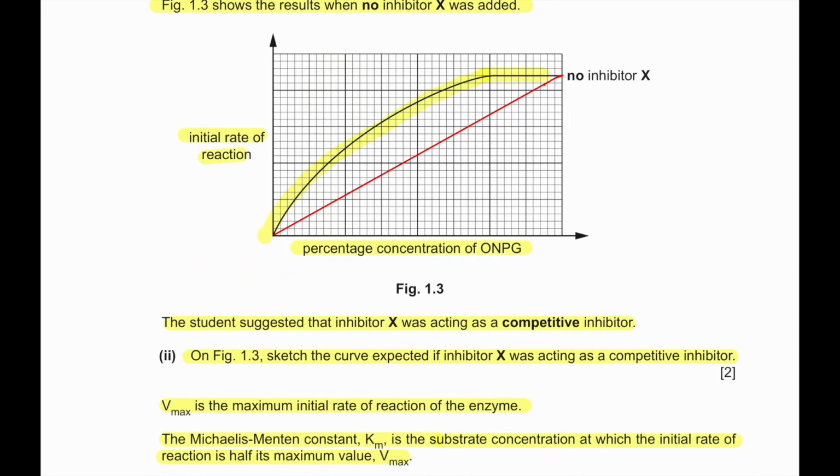Basically we have to understand that the maximum velocity at which a particular enzyme works is its Vmax. We can see the enzyme is plateauing at this particular location. So the Vmax should be that, and half of that is going to be here. So this is Km, the substrate concentration. This is Vmax, and this is half Vmax.